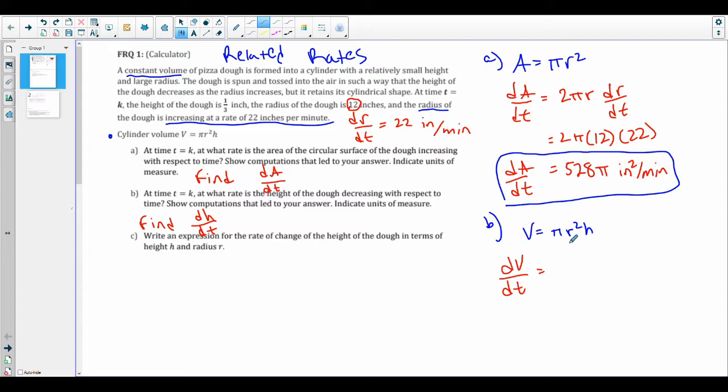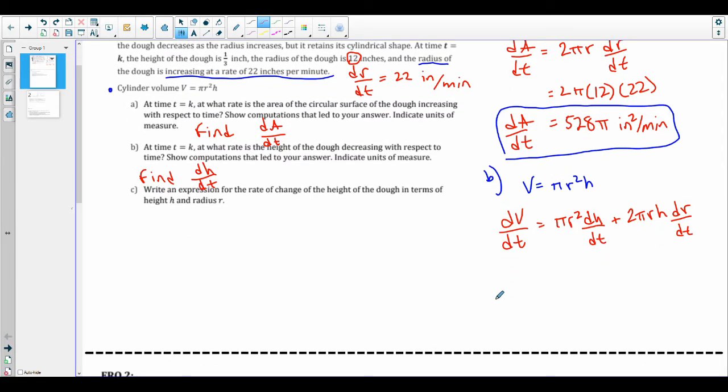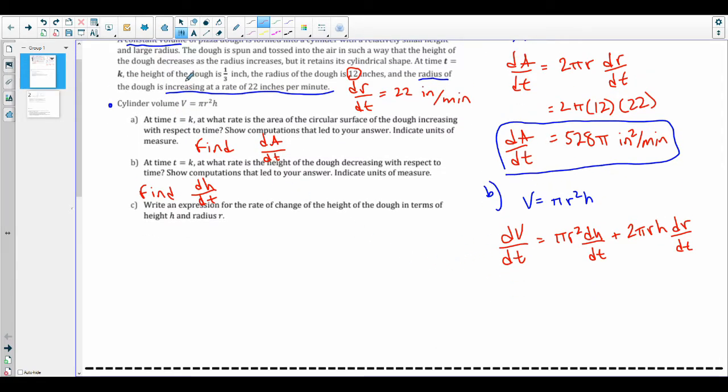Okay, so I'll do the h first. So pi r squared, derivative of h is just 1 dh/dt. Plus, take the derivative of r, 2 pi r, leave the h, dr/dt. A little gross, but it's not terrible. And we also know that V is constant. Therefore, the derivative of a constant is 0. So dV/dt equals 0. So we're going to use that here. We're going to replace that with 0.